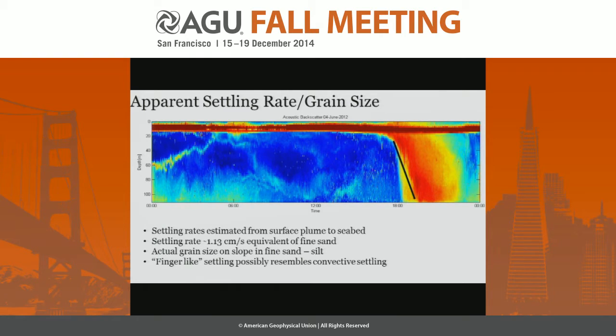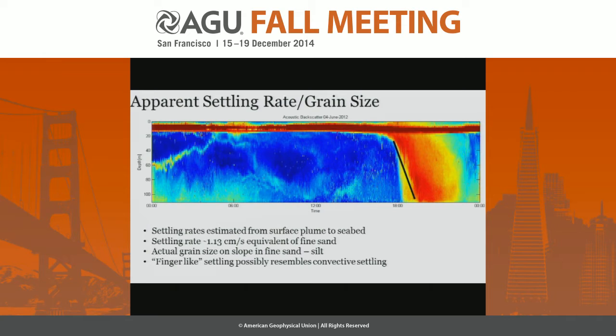For this plot, this would give a settling rate of approximately 1.13 centimeters per second. And applying Stokes' law, this would be the equivalent of fine sand. The actual grain size seen on the slope is from fine sand to silt. So we are getting slightly higher settling rates due to a rapid settling mechanism that's probably non-Stokesian. Especially since we can see a higher settling rate here that's brought out when you adjust the color contrast of this image. As the surface plume moves over the sensor, we are seeing different settling rates happening, and more is to be looked into about that.